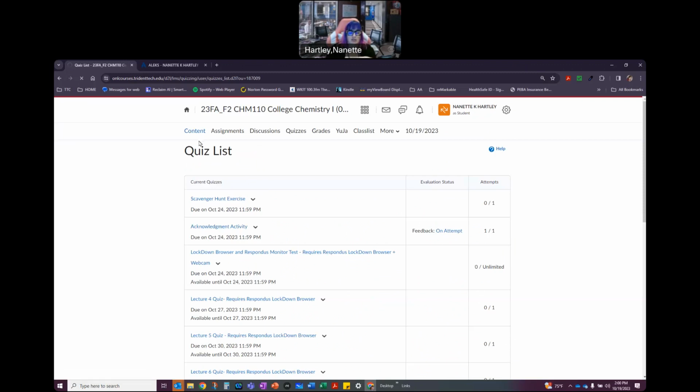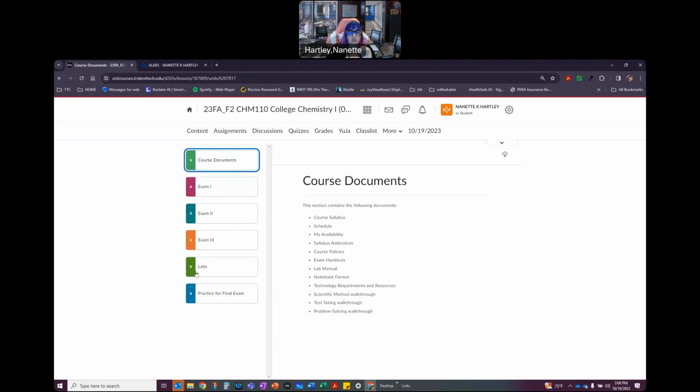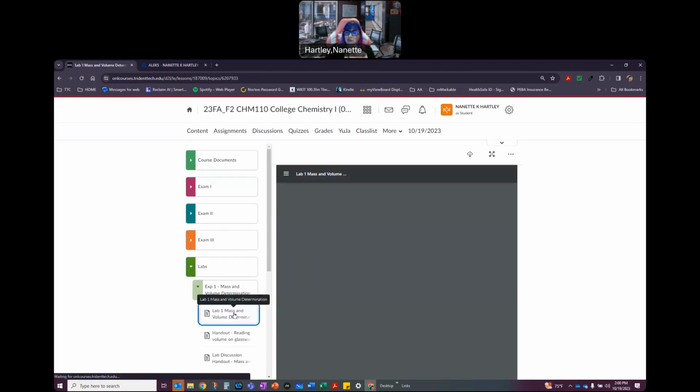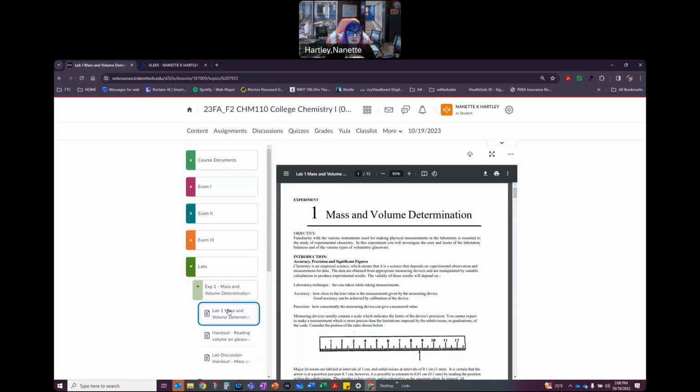Now, under the content, there are a couple of things I want to point out. The first is that there is material for the labs. All of the paperwork that goes with the labs is in here. I will be giving you physical copies of this, but it's also here as well. There are reasons we need to talk about that, because you don't have your paperwork for experiment 1, which is what we're doing on Monday. So we'll need to talk about that.